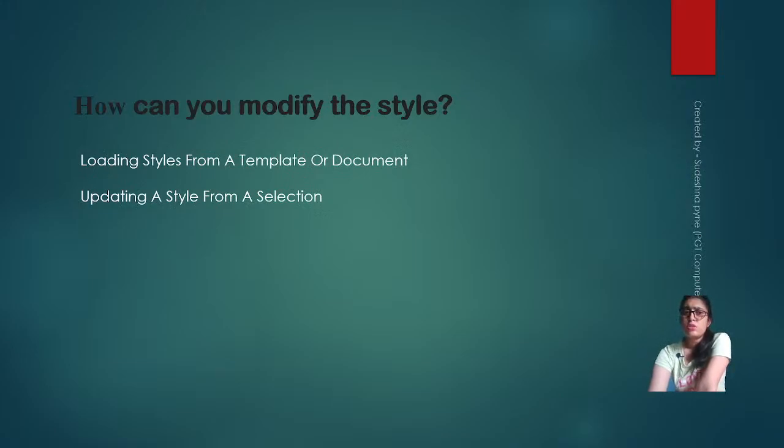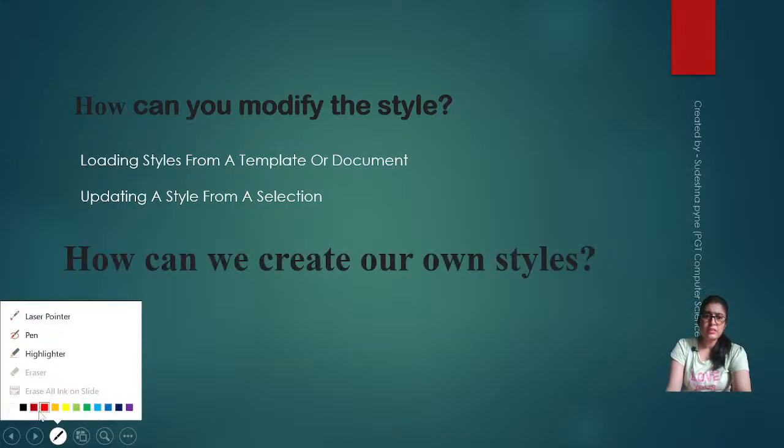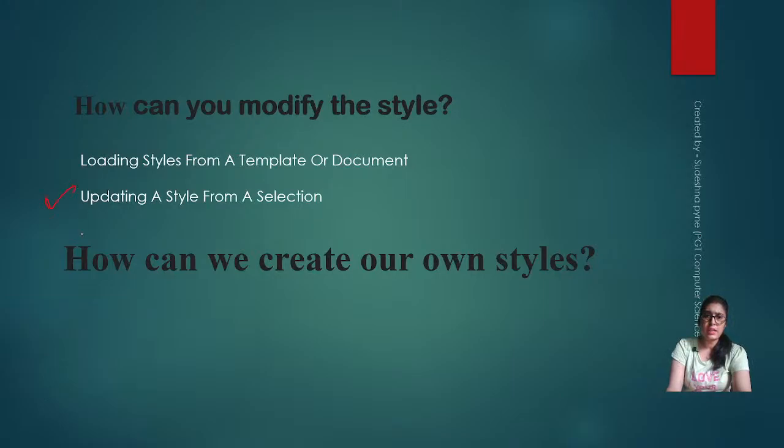Number one is loading a style from a template or a document. Number two is updating a style from a selection. See, loading a style from a document or template means you already have some template or document in your system. You can apply that particular document style which is already present in that document or in the template. Updating a style from a selection, this one we have done just now.